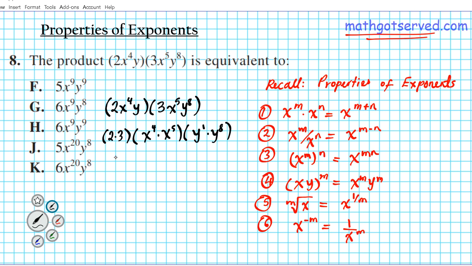Okay, so 2 times 3 is 6. X to the fourth times x to the fifth is x to the, using the product property of exponents, number 1, 4 plus 5. You add the powers, and then for the y, the same thing, you add the powers, 1 plus 8. Okay, so we're using formula property number 1 here. Let's simplify that. Our final answer will be 6x to the 9th power y to the 9th. All right, so that's how you apply the product property of exponents in multiplying monomials.